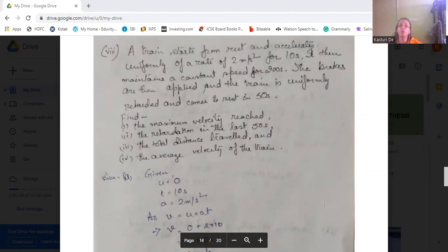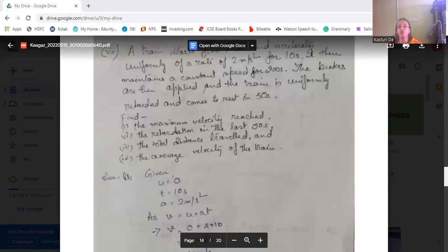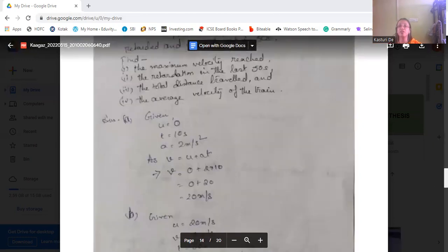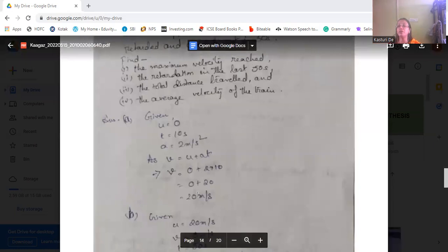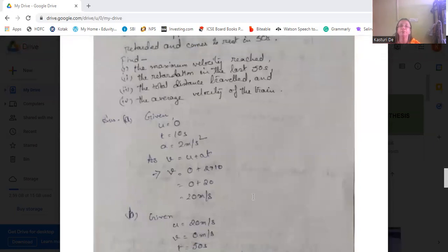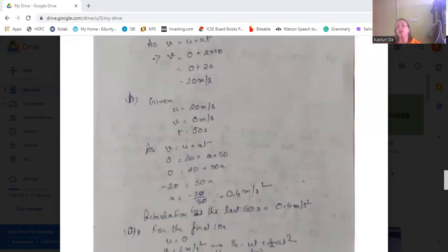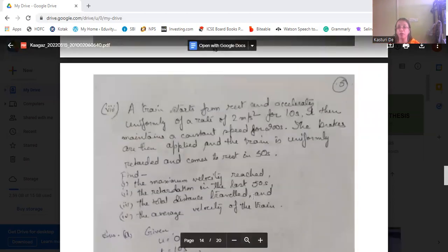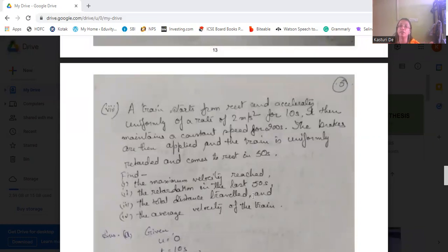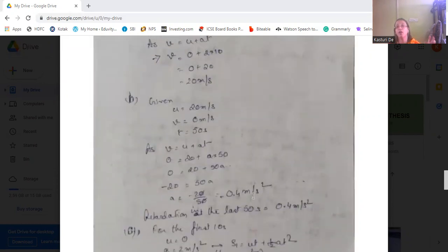So given u is equal to 0 because it started from rest, and then t is 10 seconds and acceleration is 2 meters per second square. So v is equal to u plus at, that means v is equal to 20 meters per second. Okay. Then in the second portion where the retardation is applied and it will come to rest after 50 seconds, what will be the retardation in the last 50 seconds?